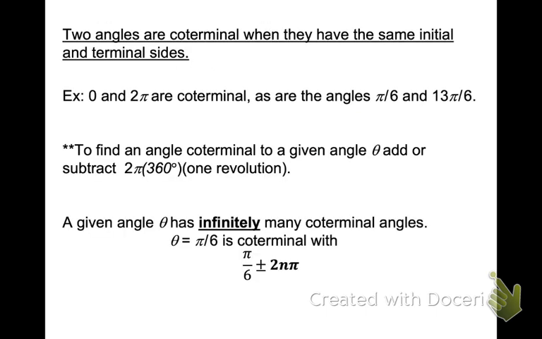Okay, two angles are coterminal when they have the same initial side and terminal side. Did we already go over that? Yes. Okay, so for example, 0 and 2 pi are coterminal, aren't they? Yes. Because you start at 0 and you go to 2 pi. I start at 0 and I stop at 360. Or 0 and 360, 0 and 2 pi, coterminal? Yes. Okay. As are pi over 6 and 13 pi over 6.